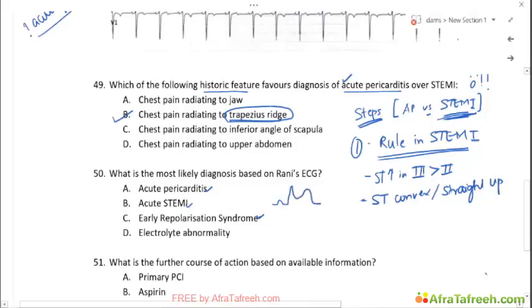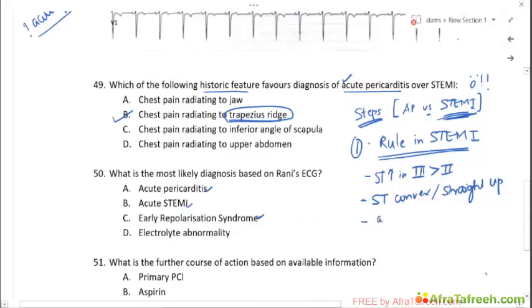you'll see this kind of an ST elevation which is concave upward, a smiling face. But if you see something of this kind, this would be convex upwards or a straight ST elevation. This is not good for a patient, and this is not suggestive of acute pericarditis. This suggests more of an ST elevation myocardial infarction.